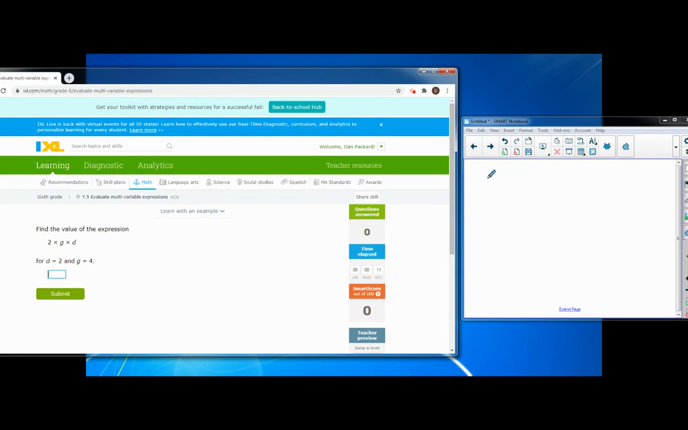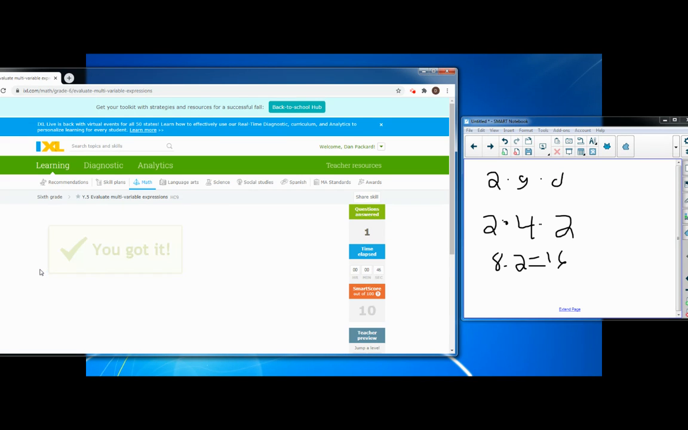So I'm going to have 2 times G times D. Okay, again, this is my paper, I'm using it virtually. So we have 2 times, now G is 4, times D is 2. So we have 2 times 4 is 8, and 8 times 2 is 16. So we type in 16.